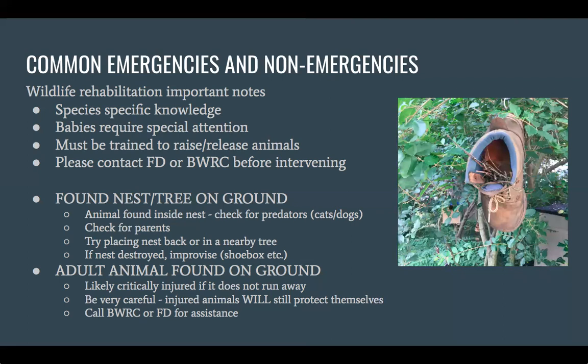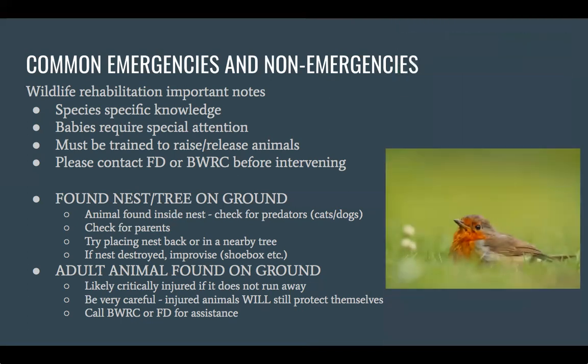Or if the nest is destroyed, then you can improvise and make a nest for the bird. For example, this shoe here was turned into a nest for birds. Just be sure that the bird can stay inside it and that the parents can get in and out of the nest. You could use a shoe, a shoebox, a bucket, anything that could hold the animal inside.